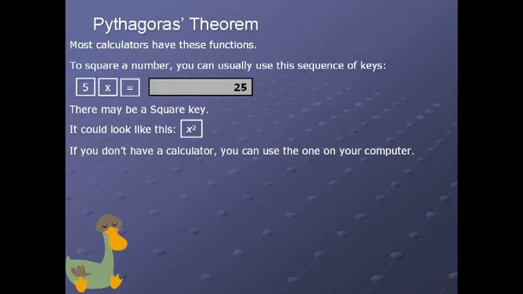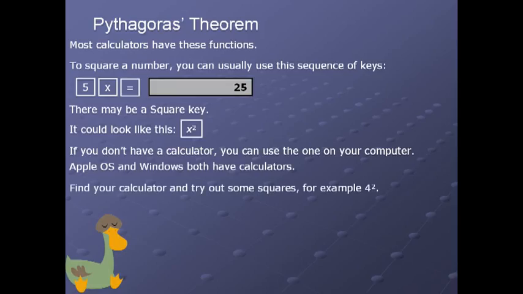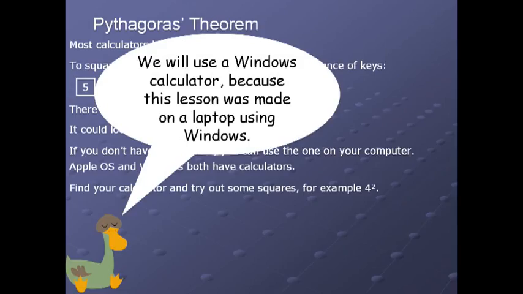If you don't have a calculator, you can use the one on your computer. Apple operating system and Windows both have calculators. Find your calculator and try out some squares, for example, 4 squared. We will use a Windows calculator because this lesson was made on a laptop using Windows.